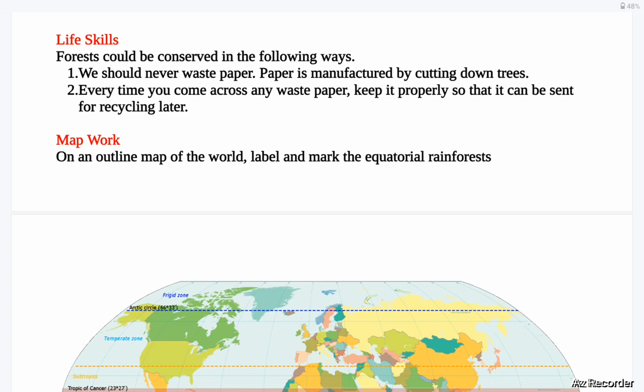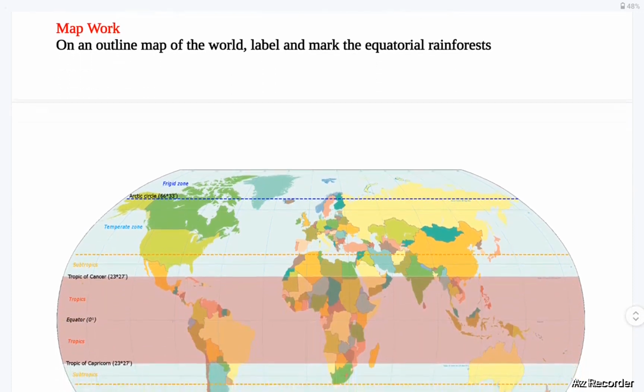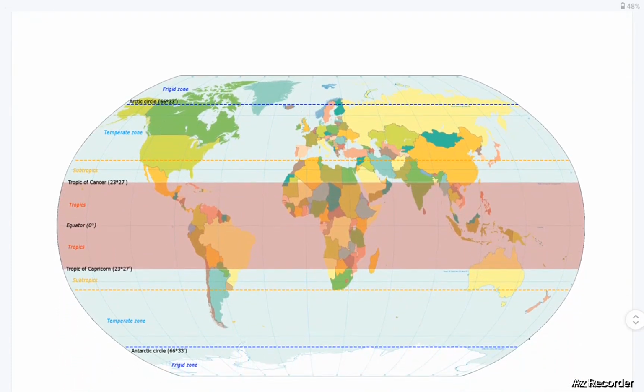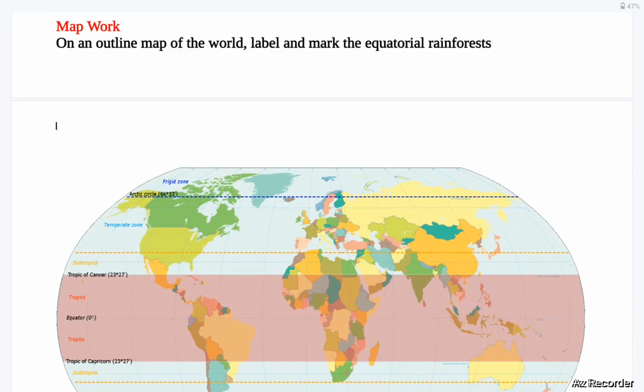So there is a map work also. On an outline of the map of the world, label and mark the equatorial rainforest. The outline map of the world where you can view and study.